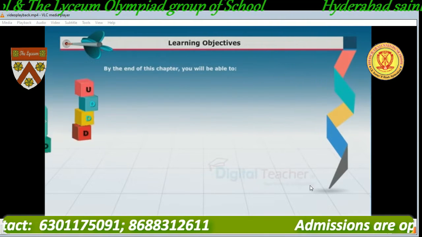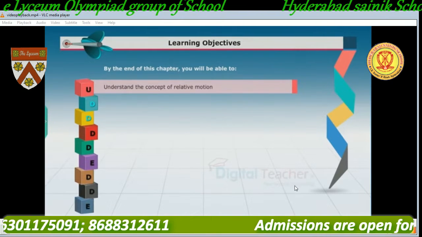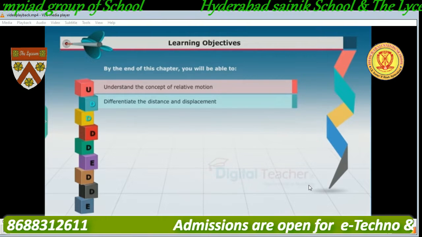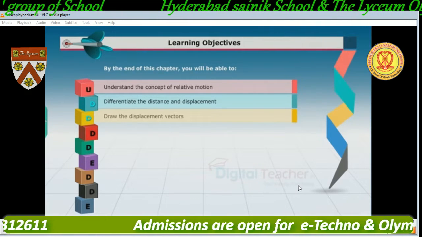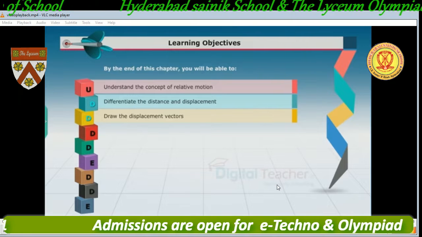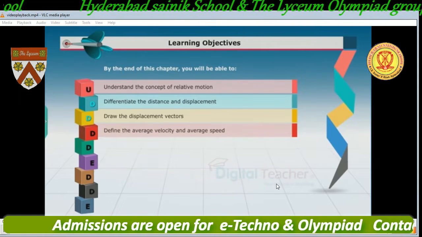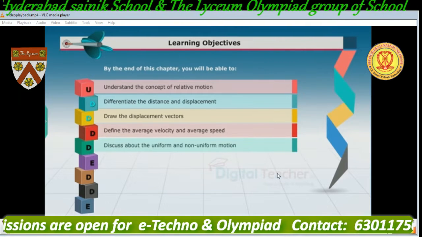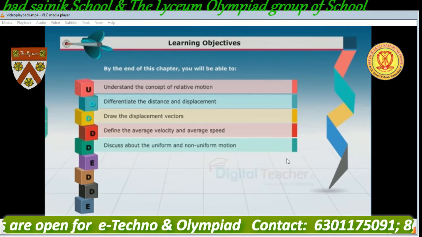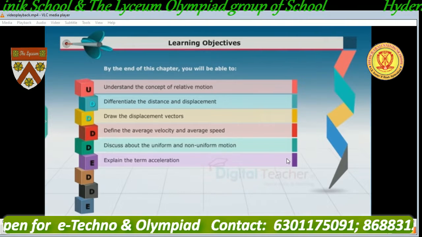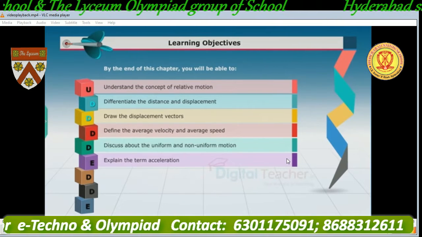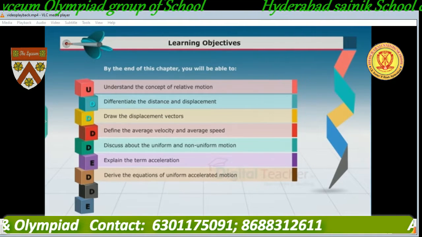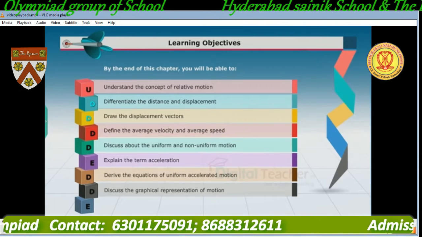able to understand the concept of relative motion, differentiate the distance and displacement, draw the displacement vectors, define the average velocity and average speed, discuss about the uniform and non-uniform motion, explain the term acceleration, derive the equations of uniform accelerated motion, discuss the graphic.